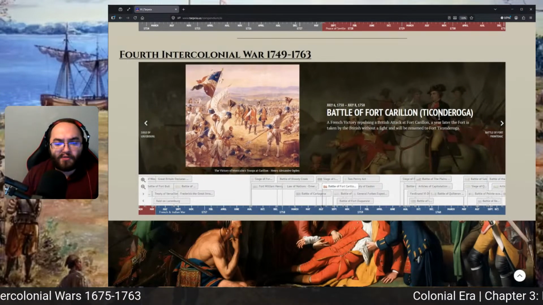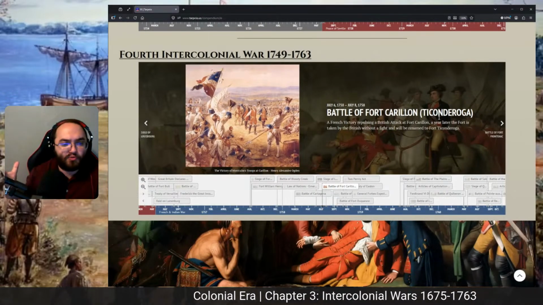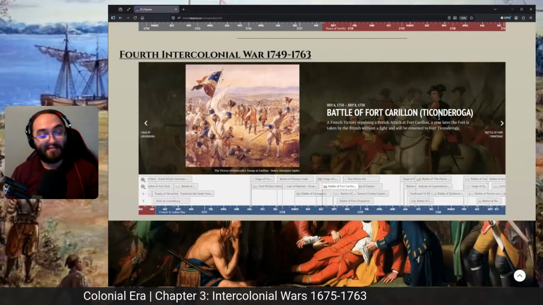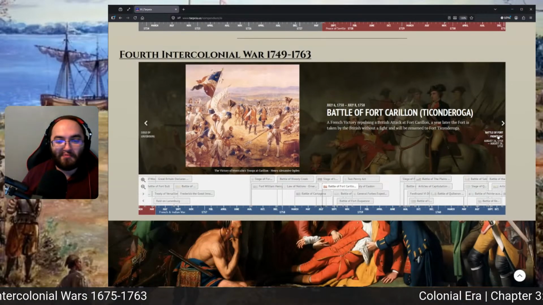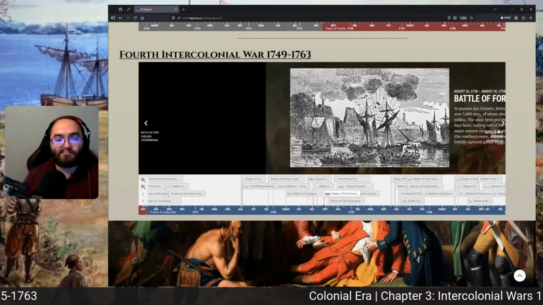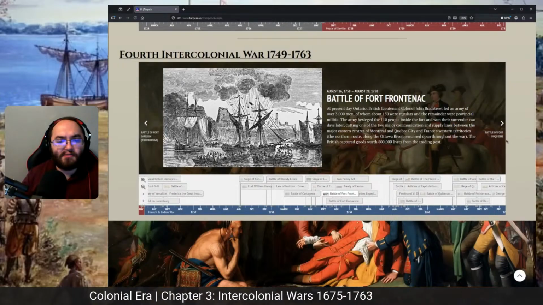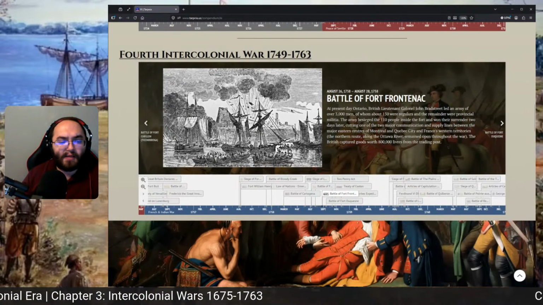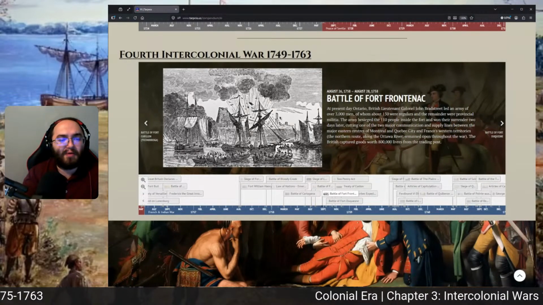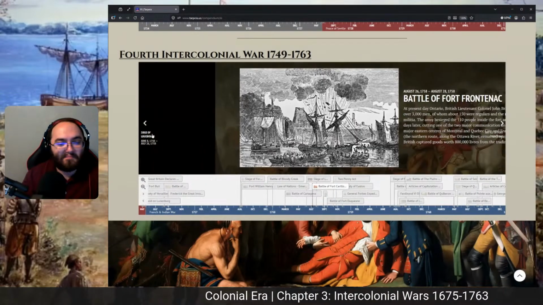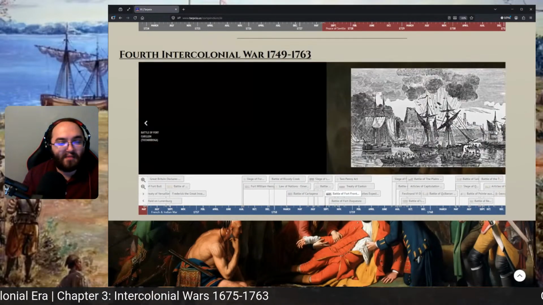You have a French victory at the Battle of Fort Carillon, which was renamed Ticonderoga. That name should sound familiar for anyone who has studied American Revolutionary history. You have the Battle of Fort Frontenac. Here's an engraving. Again, I want to have classically trained painters to paint all these scenes, and for any paintings that can be touched up as well.